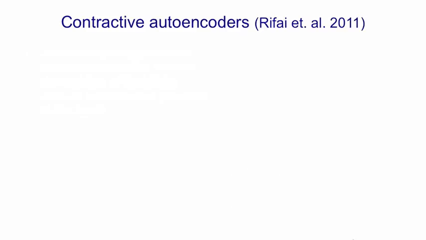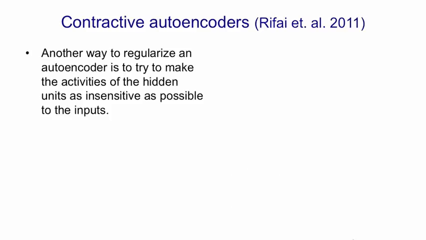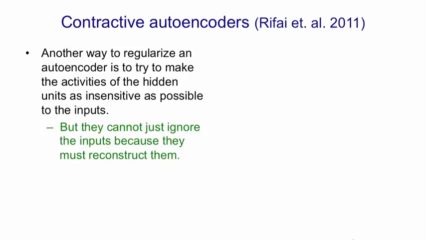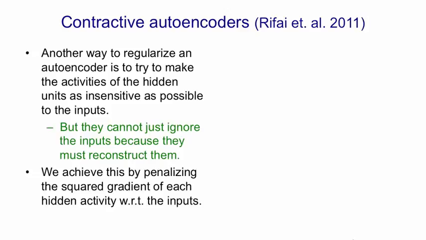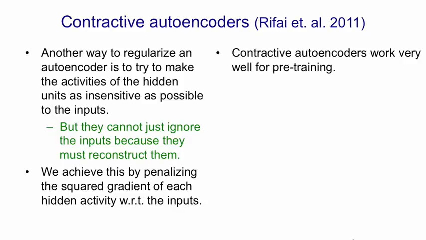The way this works is that we try to make the hidden activities be as insensitive as possible to the inputs. Of course, the hidden units can't just ignore the inputs altogether, because they have to be able to reconstruct them. The way we achieve this insensitivity is by penalizing the squared gradient of each hidden unit with respect to each input. So we try and make each hidden unit so that it won't change much if we change an input value. Contractive autoencoders also work very well for pre-training.